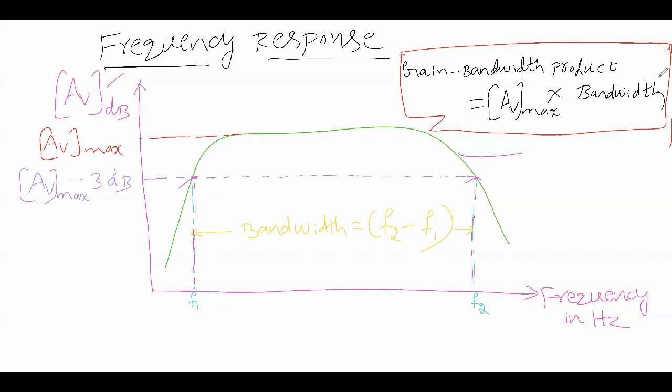Now you can calculate the bandwidth of the amplifier as F2 minus F1. Once you have the bandwidth and AV max from the frequency response, it is easy to obtain the figure of merit, the gain bandwidth product, that is AV max times bandwidth. So this is the performance of the common source amplifier, and the same experiment demonstration will be given later on. Thank you all.